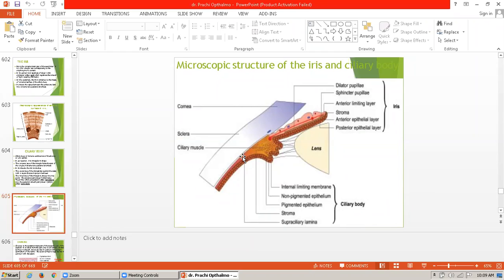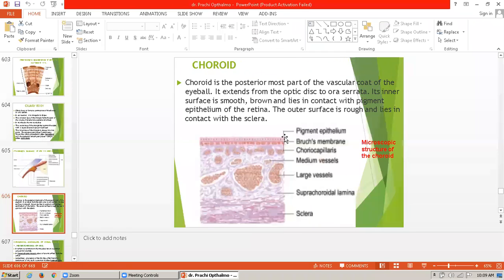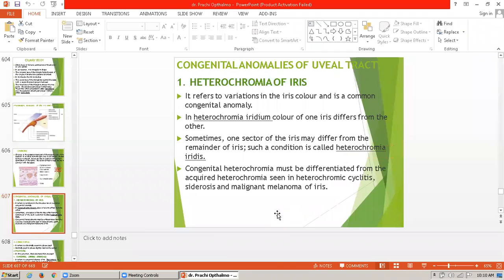supraciliary lamina. The choroid is the posterior-most part of the vascular coat of the eyeball, and it extends from the optic disc to the ora serrata. Its inner surface is smooth, brown, and lies in contact with the pigment epithelium of the retina, and the outer surface is rough and lies in contact with the sclera. This is the microscopic structure of the choroid, which contains pigment epithelium, Bruch membrane, choriocapillaris, medium vessels, large vessels, suprachoroidal lamina, and the sclera.